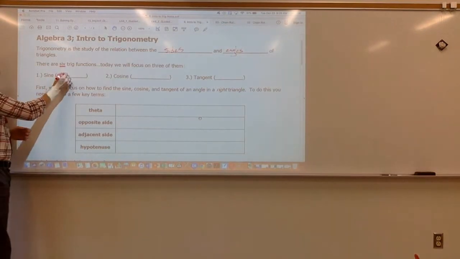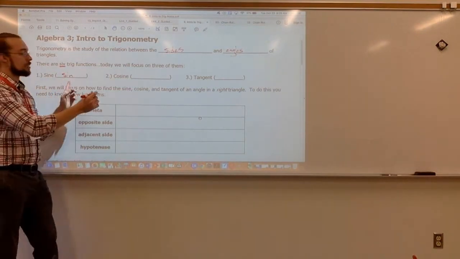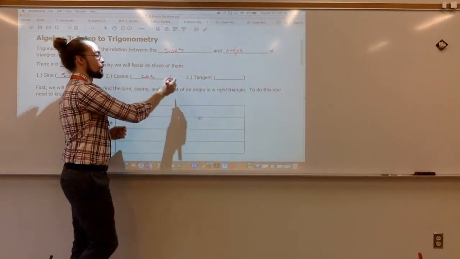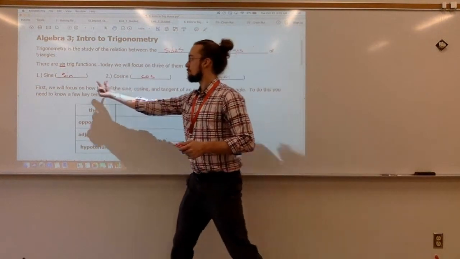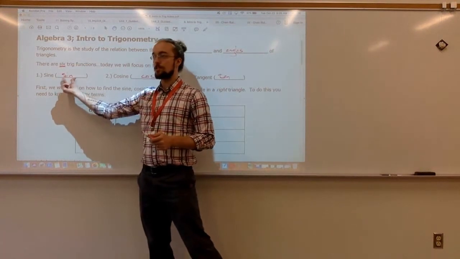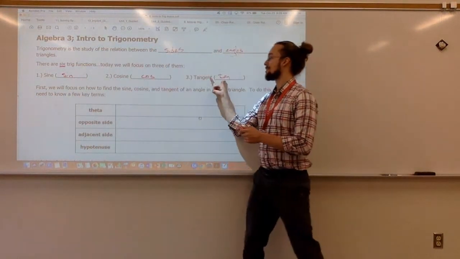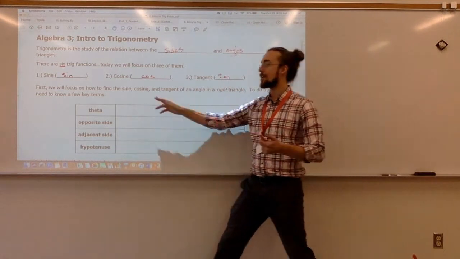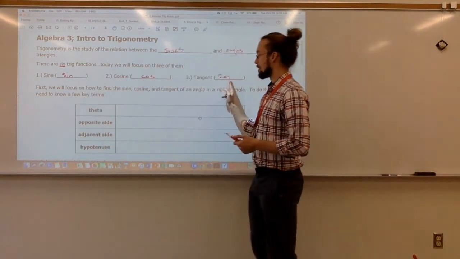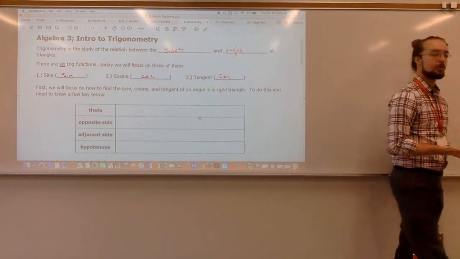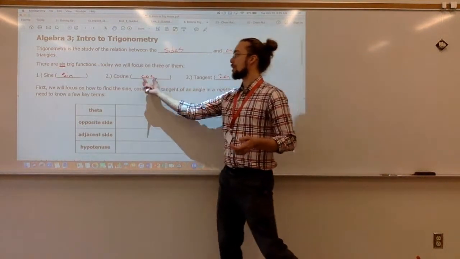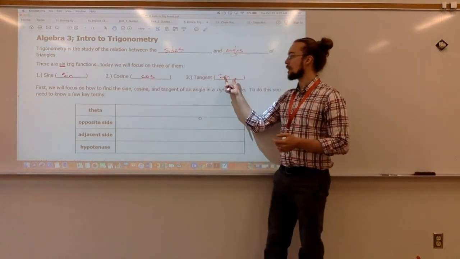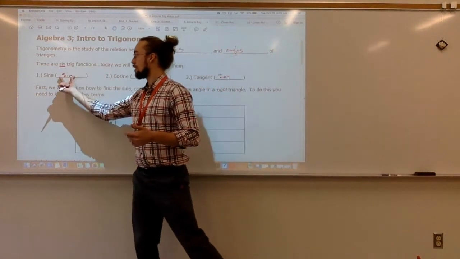The way that we abbreviate these are sin, cos, and tan. When we see these, we would still say sine, cosine, and tangent. This is just the way that we abbreviate it. So when you see cos, you would still say cosine. You would still say tangent. You would still say sine.